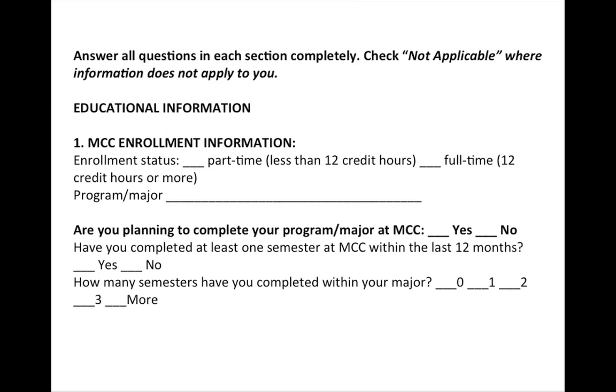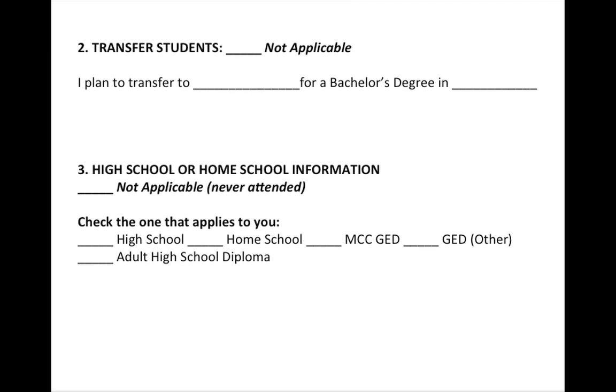The next page is about educational background, and again, check not applicable where information does not apply to you. Everyone must complete Section 1 on MCC enrollment. Let us know if you're planning to be part-time or full-time during this scholarship semester, and if you're going to complete your program at Mayland. In number 2, tell us whether you're a transfer student, in other words, a student planning to transfer from Mayland to another college or university. And if you are going to pursue a bachelor's degree, tell us what that will be in.